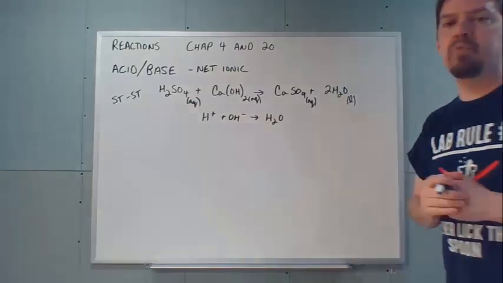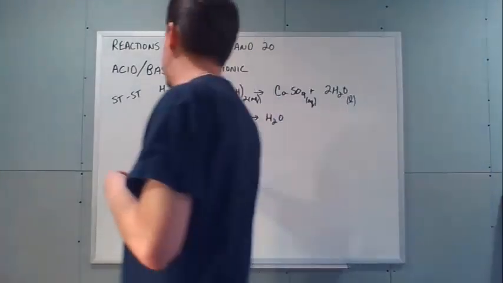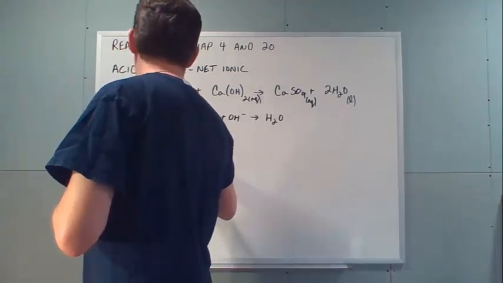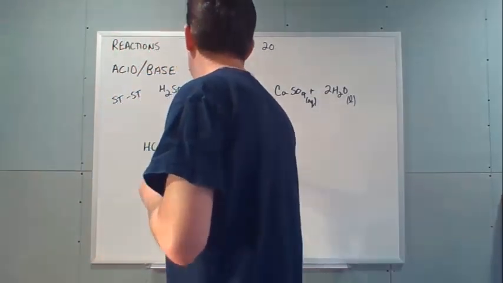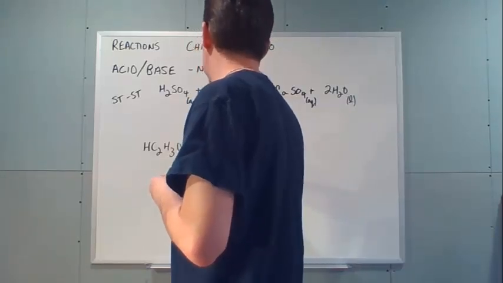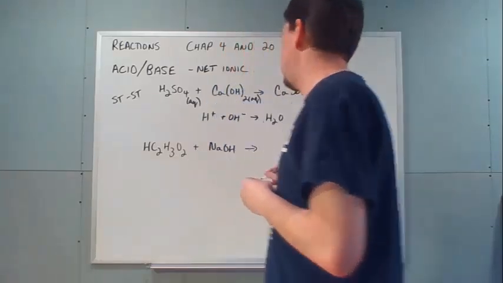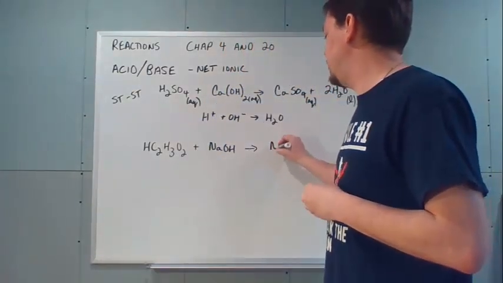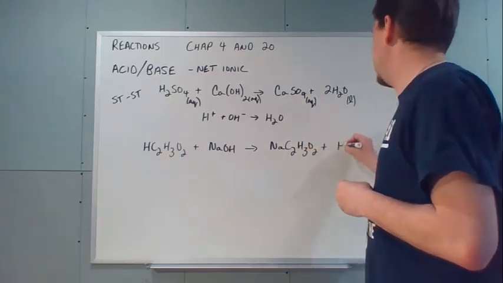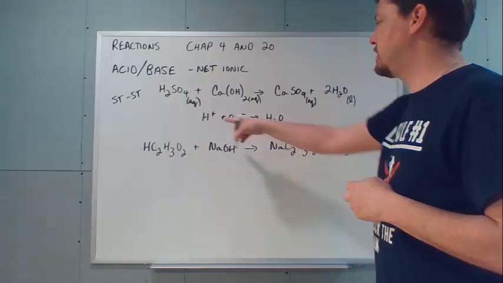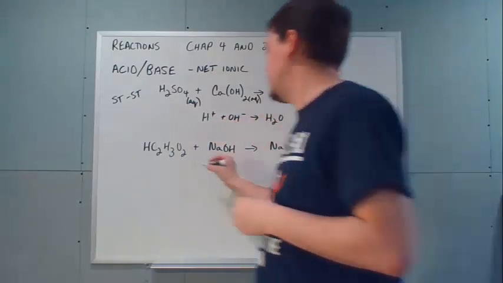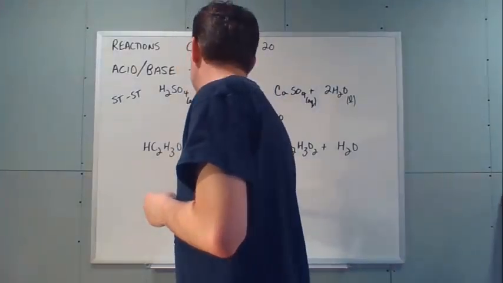All right, but what if it's weak, strong? So that's always the typical acetic acid plus, I'll just do sodium hydroxide. We know our product of that is going to end up being sodium acetate and water. All right, so obviously we're going to have the H plus OH minus yields H2O as part of our reaction here.